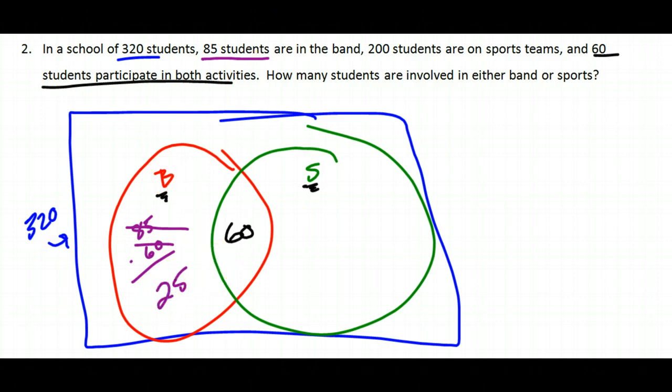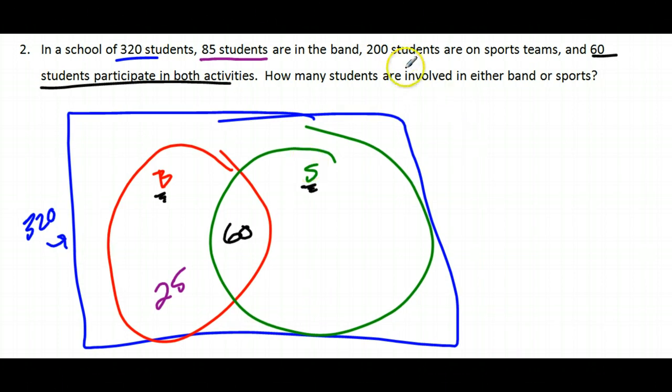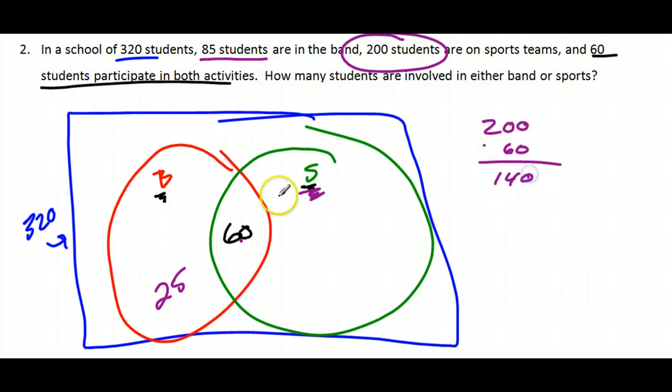Now if I look in that circle, 25 plus the 60 will give me the total 85 students that we said were in band. Then I'm going to look over here in sports. And in sports, we knew we had 200 students. But we're not just going to throw the 200 in here because we've already got these 60 inside the sports circle. So really it would be 200 minus the 60 that we already have, which is 140. So inside that, only play sports is really 140.